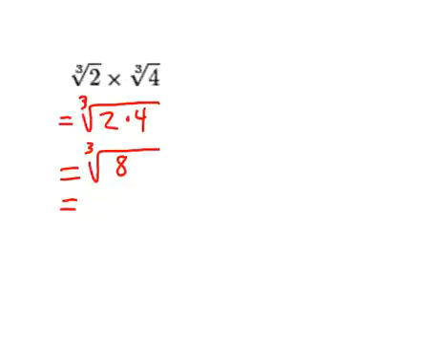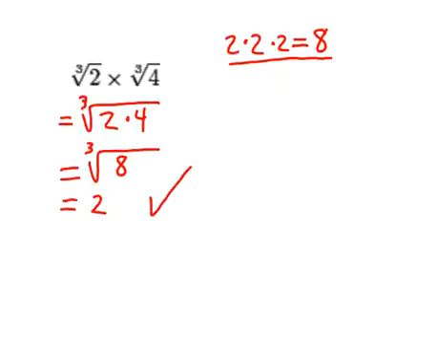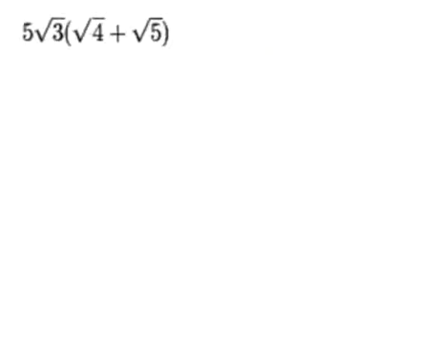Now, I want to think of 3 numbers that are the same that multiply together to give me 8. In this case, 2 times 2 times 2 multiply together to give me 8. So that would tell me that the cube root of 8 is equal to 2. And then this is simplified, and we're ready to move on. Let's have a look at this one.